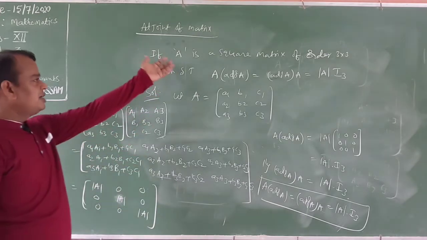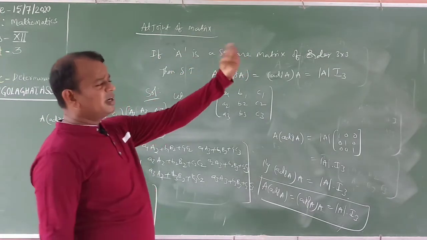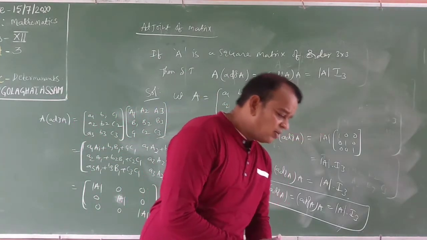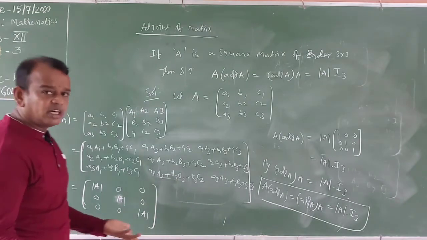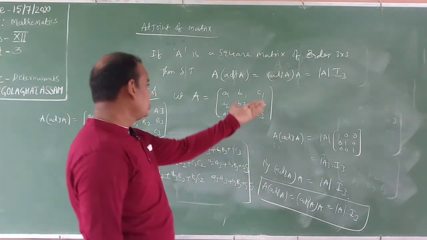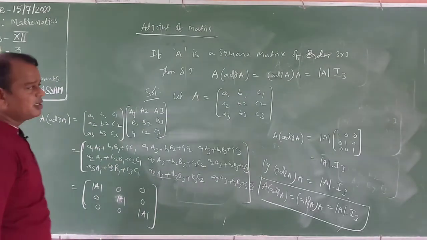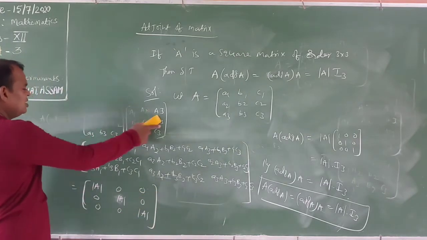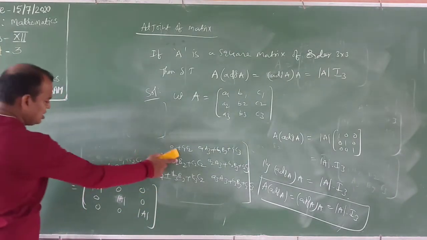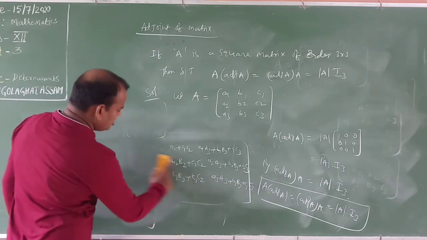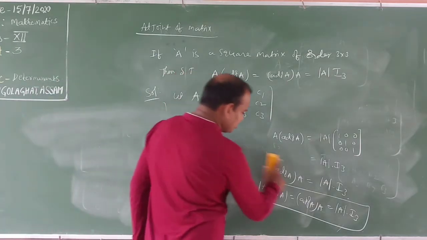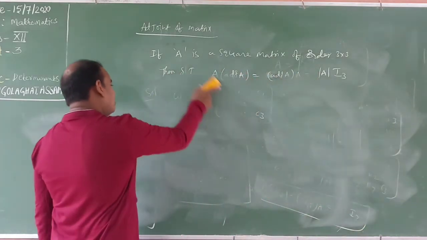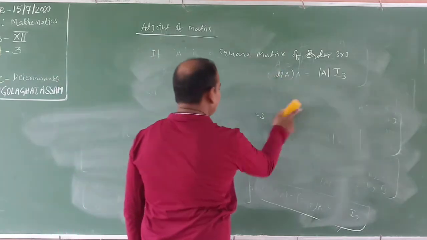If A is a square matrix of order 3 by 3, the generalization means of order n by n, n greater than or equal to 2. How to show that A into adjoint of A is equal to adjoint of A into A is equal to det A into I3? No doubt at all. Now, in this one, very, very compulsory: in the final exam or in our board exams, internal exams, must and should one question will come in this topic, adjoint of the matrix.